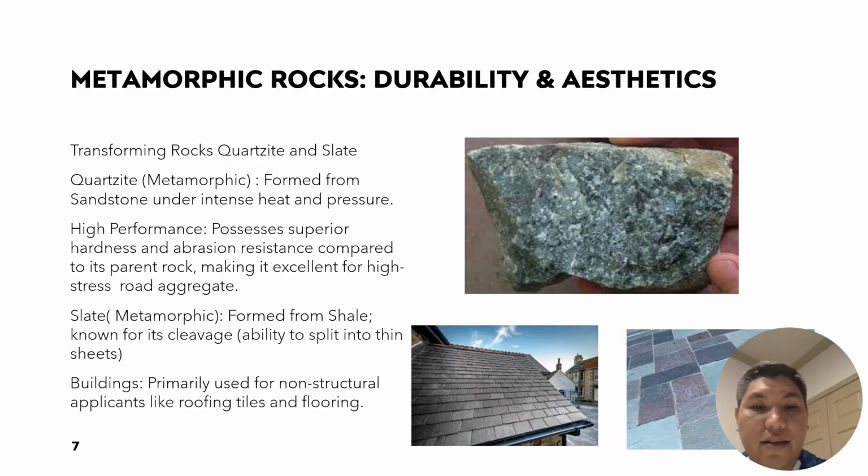Metamorphic rocks: durable transformations, the rocks quartzite and slate. Quartzite is metamorphic, formed from sandstone under intense heat and pressure. It possesses superior hardness and abrasion resistance compared to the parent rock, making it excellent for high stress rock aggregate. Slate is formed from shale, known for its cleavage, the ability to split into thin sheets. Buildings primarily use it for non-structural applications like roofing tiles and flooring.